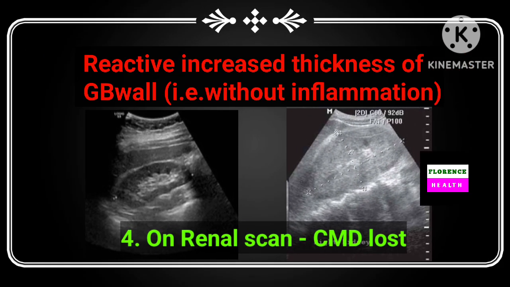Fourth, do a renal scan, and in most of the cases corticomedullary differentiation is not maintained. That is, corticomedullary differentiation is lost in non-inflammatory cases.